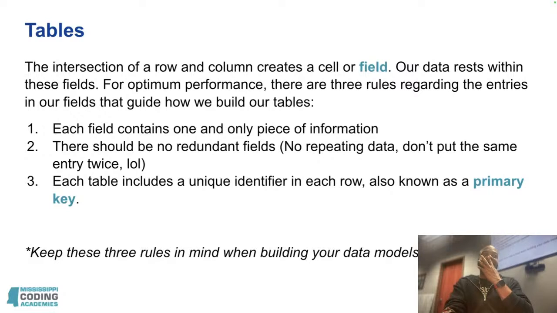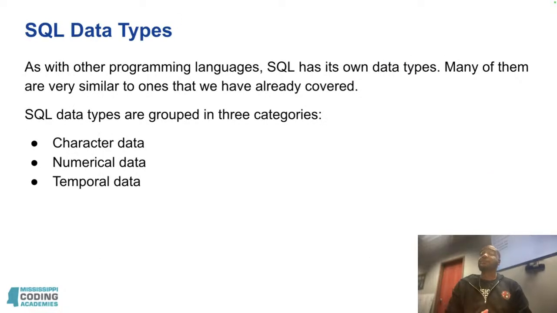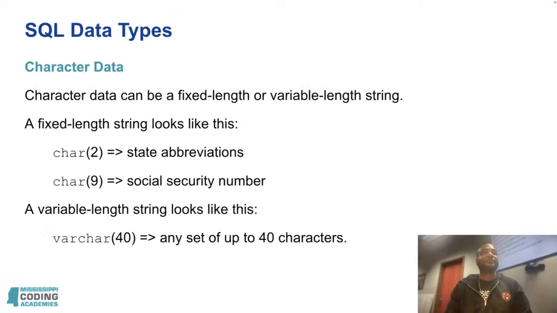So whenever you're building out your data models and then your database, keep these rules in mind. All right, let's move forward. As with other programming languages, SQL has its own data types. Many of them very similar to the ones that we've already covered. SQL data types are grouped into three categories. We have character data, we have numerical data, and we have temporal data.